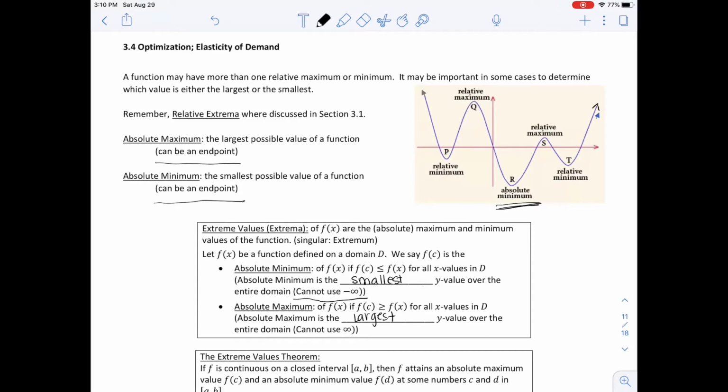Also, f of c is an absolute maximum of f of x if f of c is greater than or equal to f of x for all x values in the domain. The absolute maximum is the largest y value over the entire domain. And again, we cannot use infinity, and we saw that up above in the diagram.